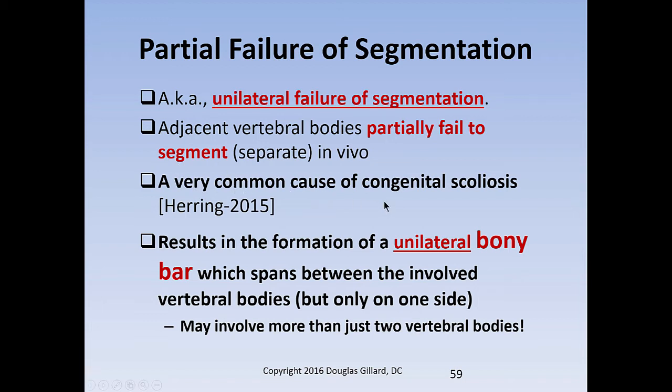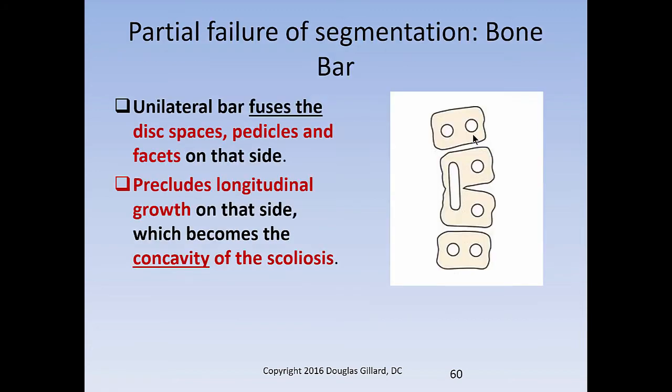Very common cause of congenital scoliosis. In and of itself, it is not as common as a hemivertebra, though. Results in the formation of a unilateral bony bar, which spans between adjacent vertebral bodies. And it could go 1, 2, 3. It can be quite large. Nice cartoon, Rothman Senior. I'm not sure where I got this one from. Partial failure. So unilateral bony bar fuses with the disc space, pedicles, and facets on that side. And there's a cartoon of it.